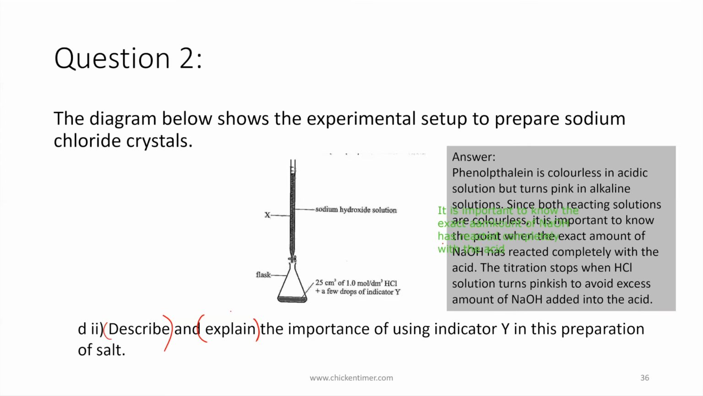So you have your indicator. Now your answer will be a bit different. You have the methyl orange change color, right? So you can say that methyl orange is whatever color before and whatever color after. Because it's important to know the exact amount of NaOH that reacts completely with HCl. So the titration will stop when methyl orange changes to another color. So you can avoid excess sodium hydroxide being added into the acid.